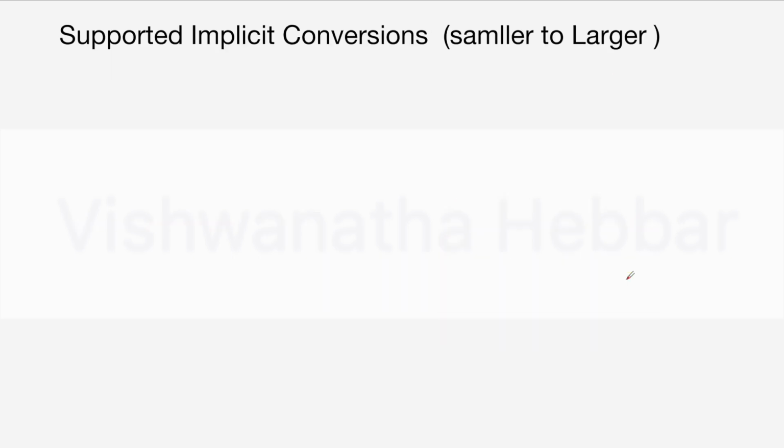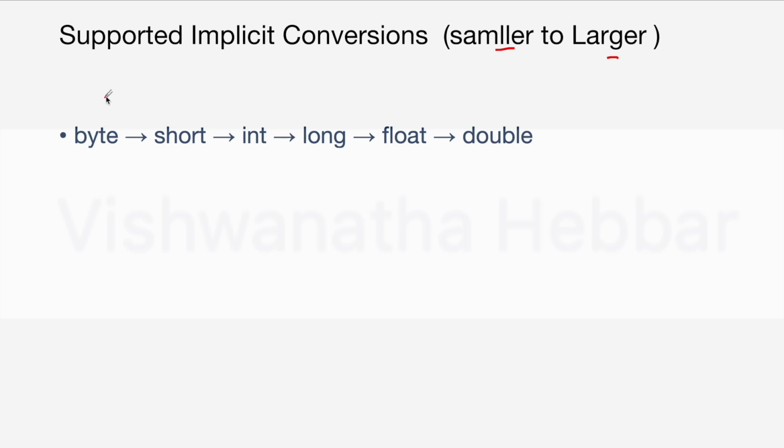Now let us understand the supported implicit conversions, that is, smaller data type to larger data type. Byte is the smaller data type, and double is the larger data type. It supports conversion from smaller to larger data type, which is called implicit type conversion. If you look at the sizes, byte is 1 byte, short is 2 bytes, int is 4 bytes, long is 8 bytes.